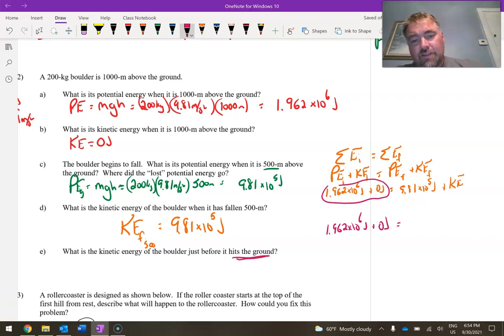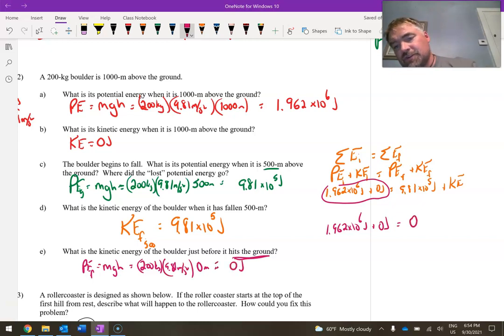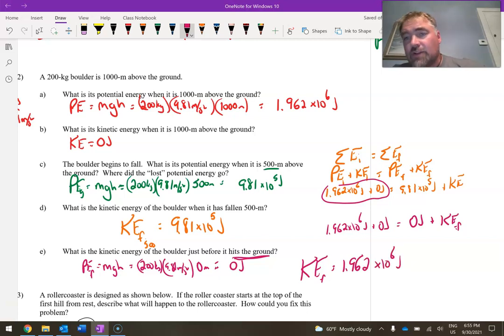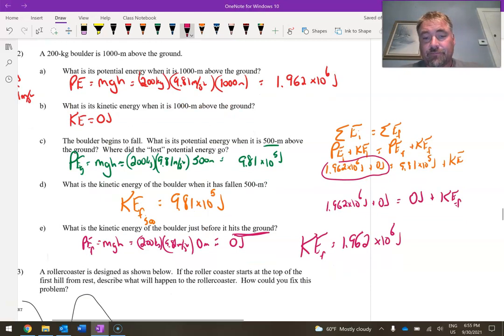But now, when it hits the ground, PE final is mgh, but now its height above the ground is going to be 0. So 200 kilograms times the 9.81 meters per second squared times 0 meters gives us 0 joules for our potential energy. So we can change this to 0 joules plus the kinetic final. And so now we can find out that our kinetic energy final is going to equal 1.962 times 10 to the 6th joules. So in this case, all of the potential energy we had at the top now becomes kinetic when it gets to the bottom.